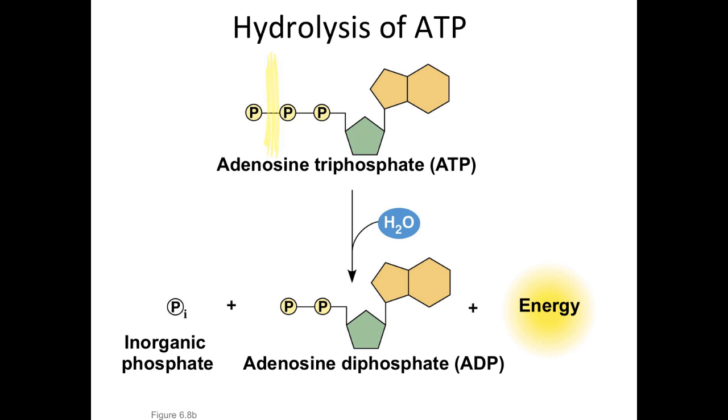and energy is released. The products are adenosine diphosphate, ADP. It's di because now there's only 2 phosphates left. A phosphate group, we call this inorganic phosphate, and energy. The energy that is released can either be let off as thermal energy or heat, or we can actually use it to do some work. Let's talk about the work that energy can do.